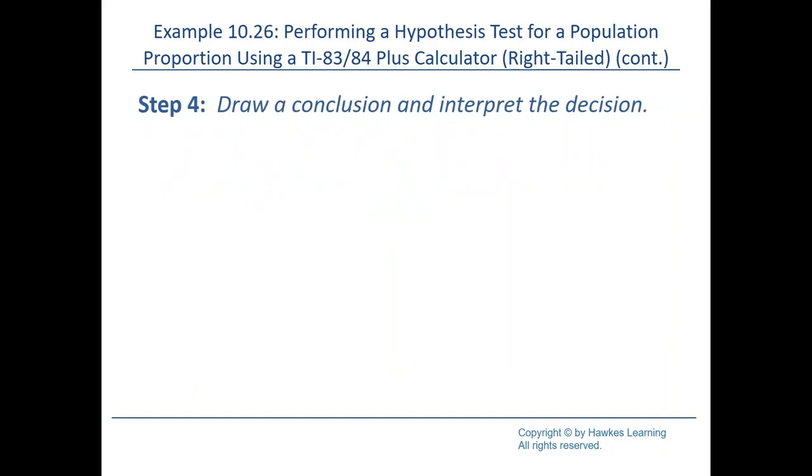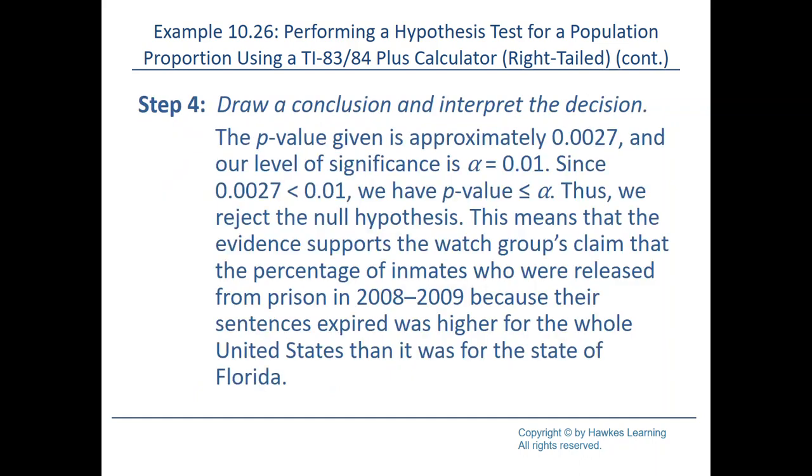And now we're going to interpret and draw the conclusion. Basically, we compare that p-value to that alpha. The p-value was 0.0027. Our alpha came from that 0.01. And since my p-value is less than or equal to my alpha, meaning my alpha is the larger number, we can say that we reject the null hypothesis. This means that the evidence does support the watch group's claim that the percentage of inmates released from prison between 2008 and 2009 because their sentences expired was higher for the whole U.S. than it was for the state of Florida.